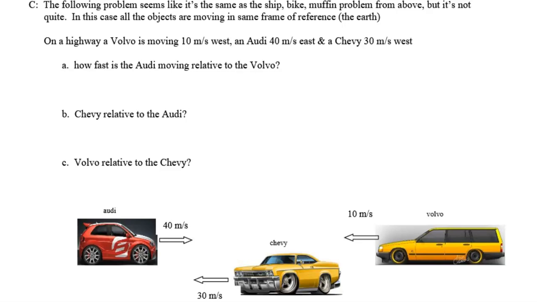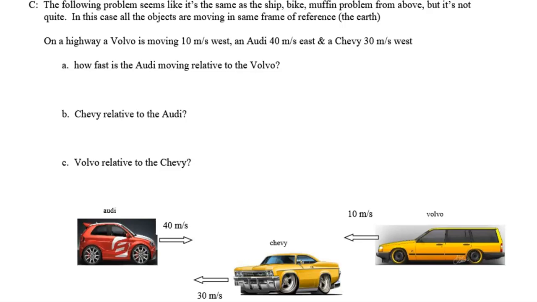So it's going to be the same general equation. It's just not as obvious how it's going to be applied. So I'll walk you through that. Okay, so let's look at the problem. So we have three vehicles, an Audi, a Chevy, and a Volvo shown below. And notice I've got arrows indicating their speeds and their directions.